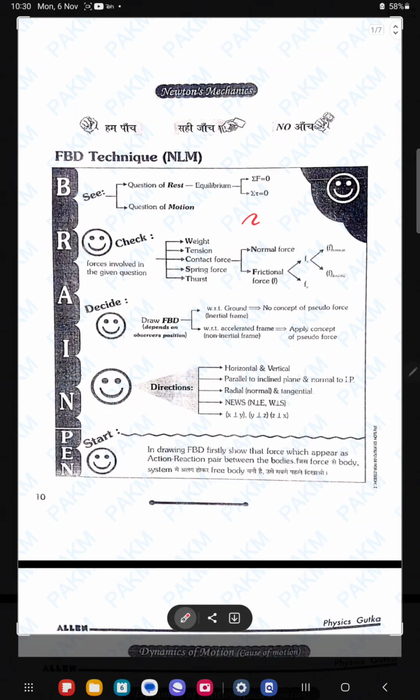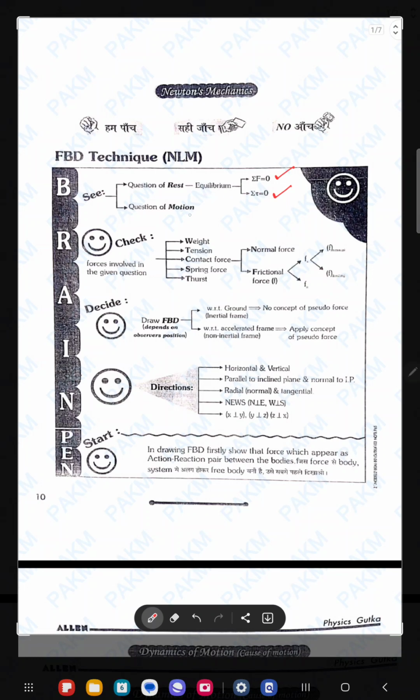Now here what you can see, when the question is of rest, that is called equilibrium. I told you equilibrium will be two types: linear equilibrium and rotatory. Linear equilibrium is total F should be 0, and rotatory equilibrium is net torque, delta tau, equal to 0. So this is called question at rest.